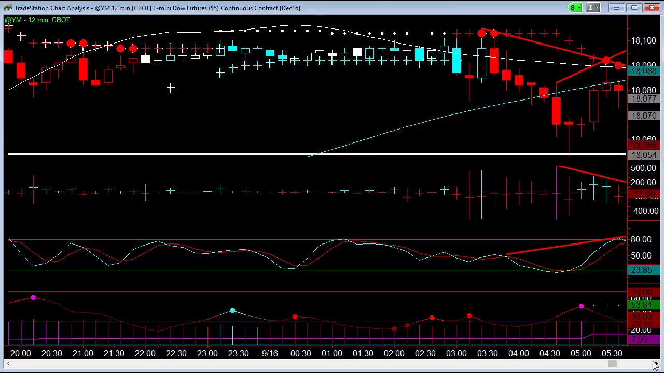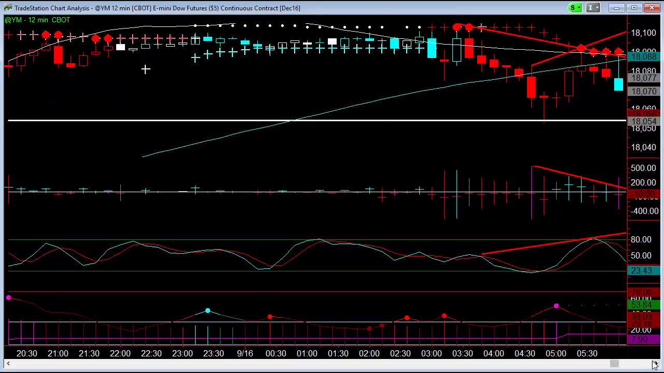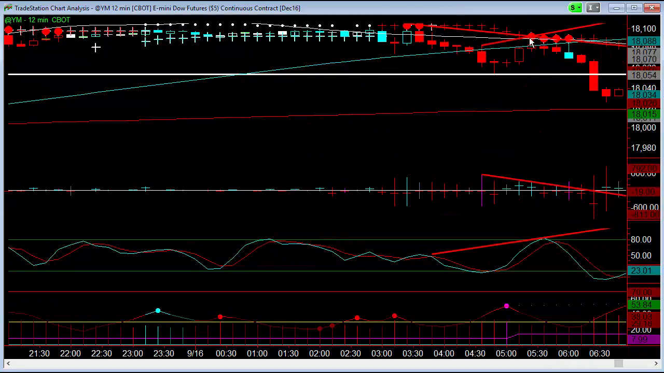In addition to that, you can see that the moving averages were pulling together, and I anticipated it would at least go to the 200 period moving average as long as it broke the pivot line. Well, the volume and the stochastics were showing it's probably going to break that pivot line.